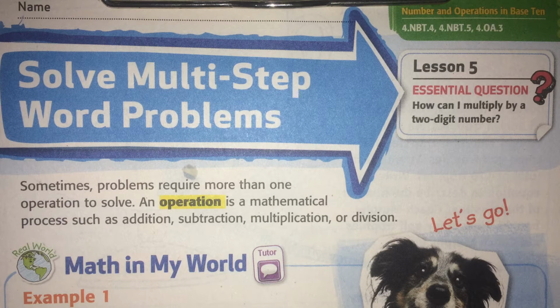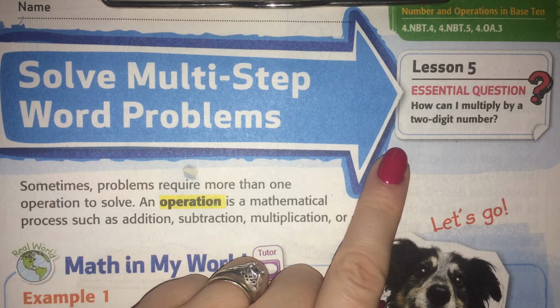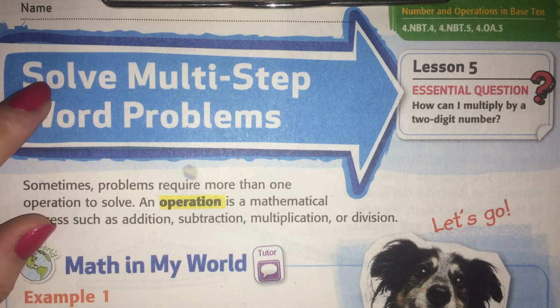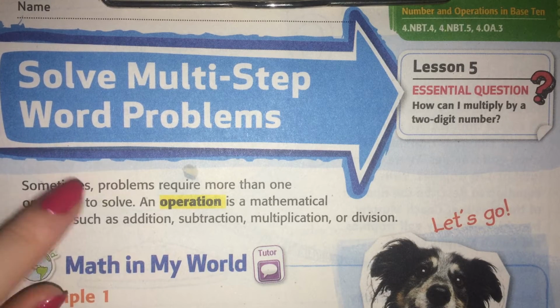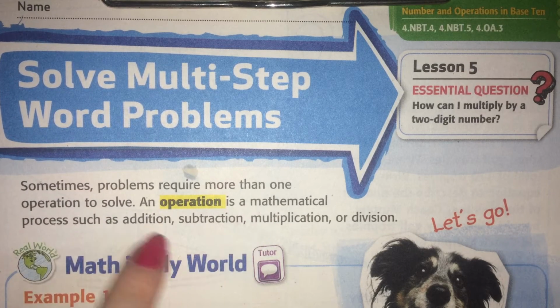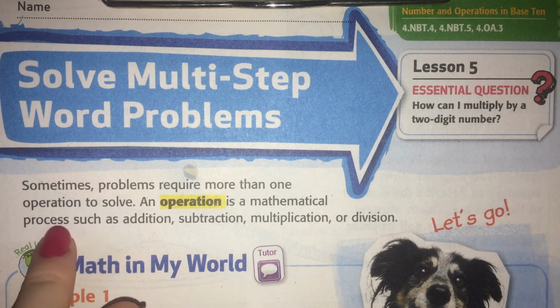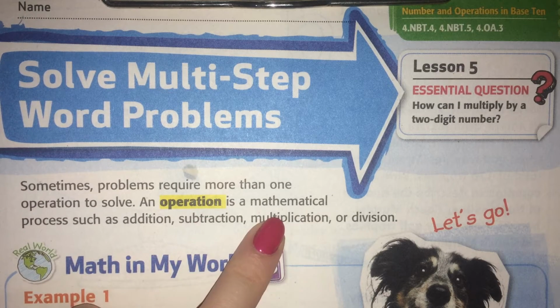Welcome to Lesson 5 from Chapter 5. The essential question is, how can I multiply by a two-digit number? Today we're going to be working on solving multi-step word problems. Yay! Okay, sometimes problems require more than one operation to solve. An operation is a mathematical process such as addition, subtraction, multiplication, or division.